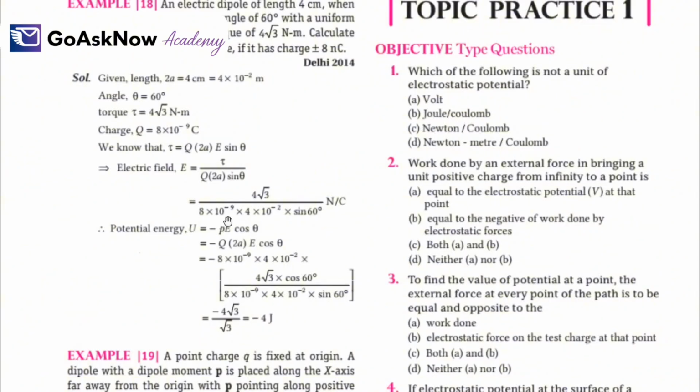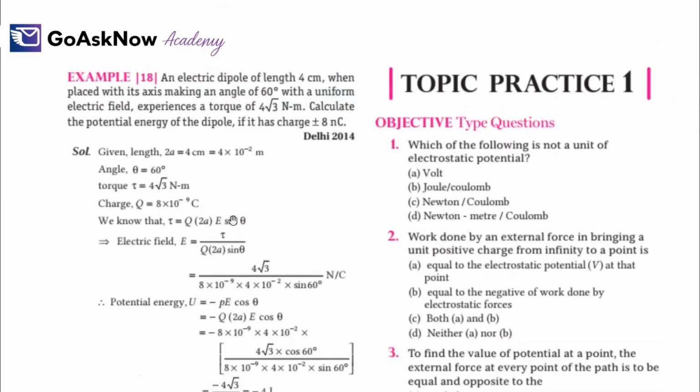So here what is given in the question: an electric dipole of length 4 centimeter, when placed with its axis making an angle of 60 degree with a uniform electric field, experiences a torque of 4 root 3 Newton meter. Calculate the potential energy of the dipole if it has charge plus minus 8 nanocoulomb. This is given in nanocoulomb. Now the length 2a is given, equal to 4 centimeter, because we have already seen that the distance between the two charges of a dipole is taken as 2a or 2l.